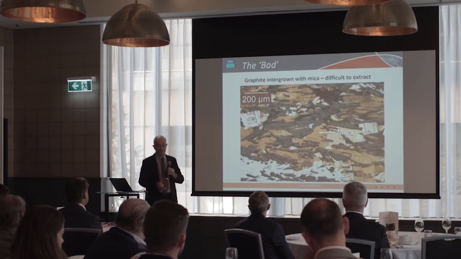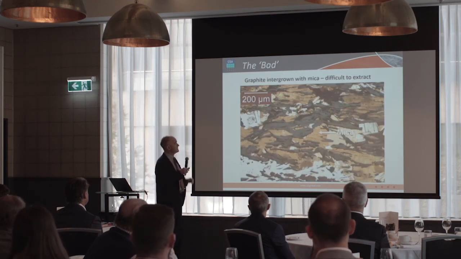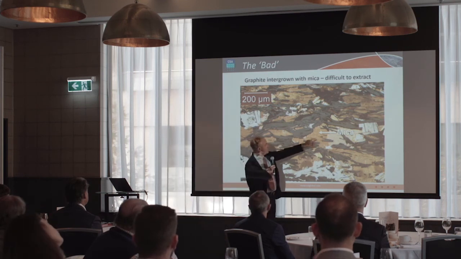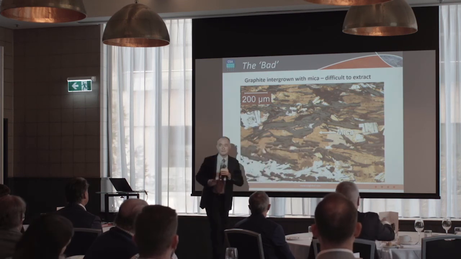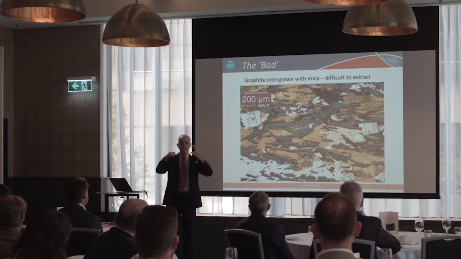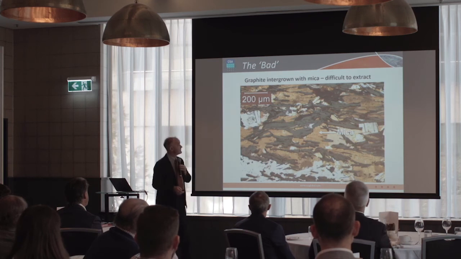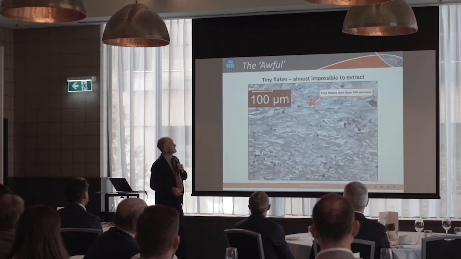Now here's a bad one. This one really is a bit of a problem because we've got a lot of mica over there. That brown stuff, that's the graphite. And the mica is a flaky mineral, so that's interleaved with the graphite. It's actually quite difficult, because of their physical shape, to separate them easily.